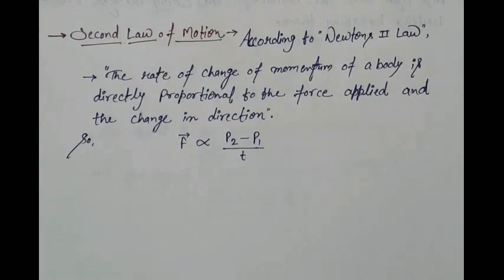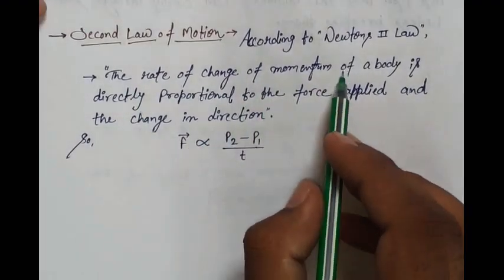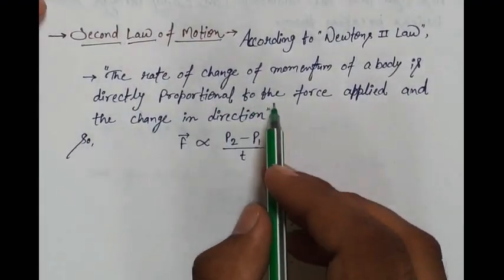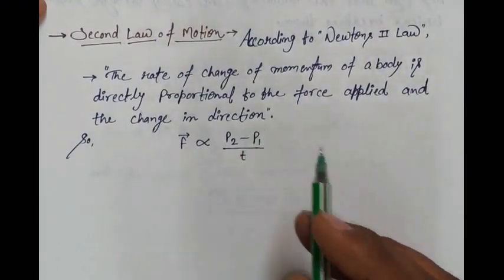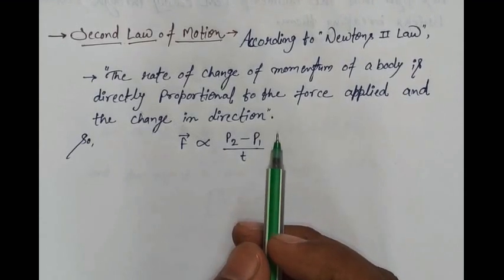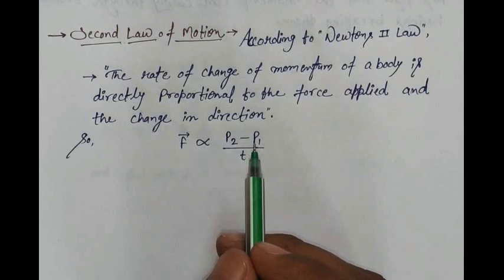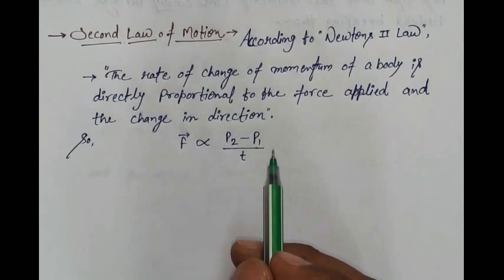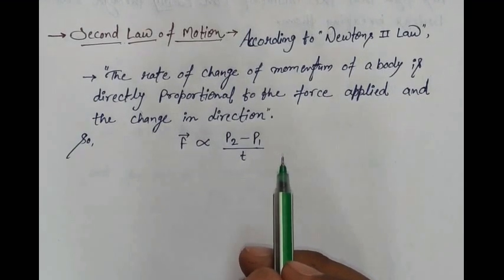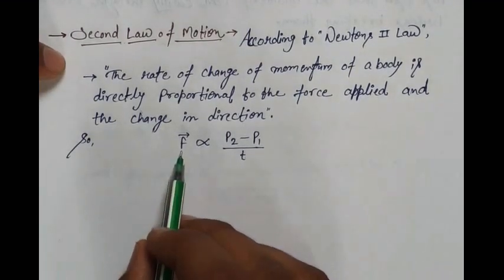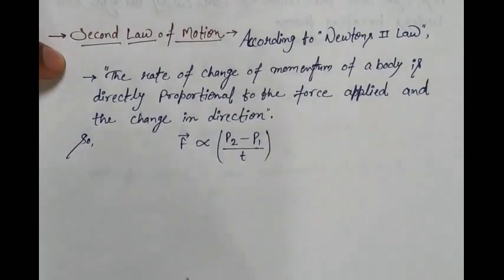According to Newton's second law, the rate of change of momentum of a body is directly proportional to the force applied and the change in direction. It means Newton's second law tells us that if we apply a force on an object, then the change in its momentum with respect to time is directly proportional to that force. So force is directly proportional to change in momentum upon time.